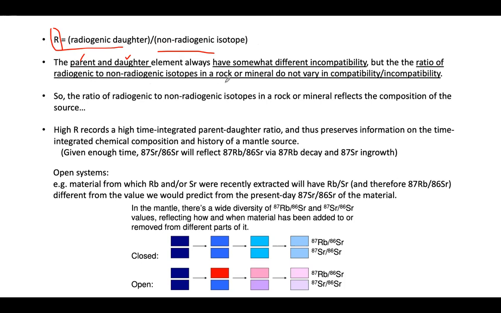That's why I mentioned that solid rock geochemistry deals with the whole rock scale, the entire rock crushed and then analyzed, or just the mineral, right? Anyway, the ratio of radiogenic to non-radiogenic isotopes in a rock or a mineral does not vary easily because of these incompatibilities, because we are talking about two isotopes, not just two elements. Therefore, you can expect an almost constant ratio from these parent-daughter isotope ratios. So the ratio of radiogenic to non-radiogenic isotopes in a rock or mineral directly reflects the composition of the source from which it was formed, right? That's why we call it a fingerprint. It should have the same characteristic as its source, right?